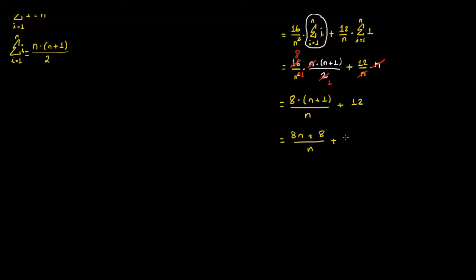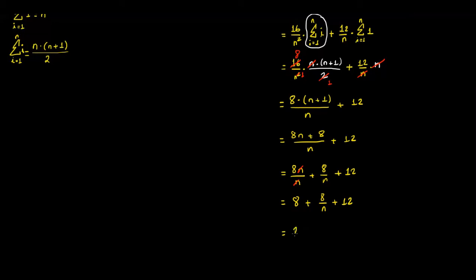Over n, plus 12. Now I'm going to divide these two guys, and these two guys over here. So it will be 8 times n over n, plus 8 over n, plus 12. So now here we can simplify things out. Let's simplify this one and this one. And then we will end up with 8 plus 8 over n plus 12. Now we can add up this 8 and this 12. So it will look like this.